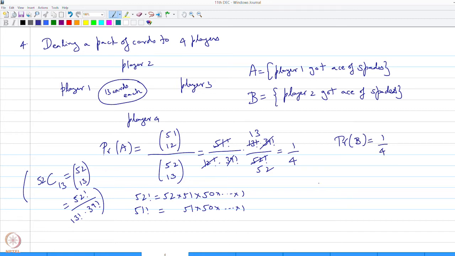Okay. Now, if you think of the intersection, what is the intersection? Player 1 got ace of spades and player 2 got ace of spades, that is actually the null set, right. There is no such event. I mean, you cannot have a distribution of the cards where both the player 1 and the player 2 have the ace of spades. Okay. So, that is not a valid pack of cards, because in the pack of cards there is only one ace of spades. So, this is actually 0. Okay. So, clearly A and B are dependent events.